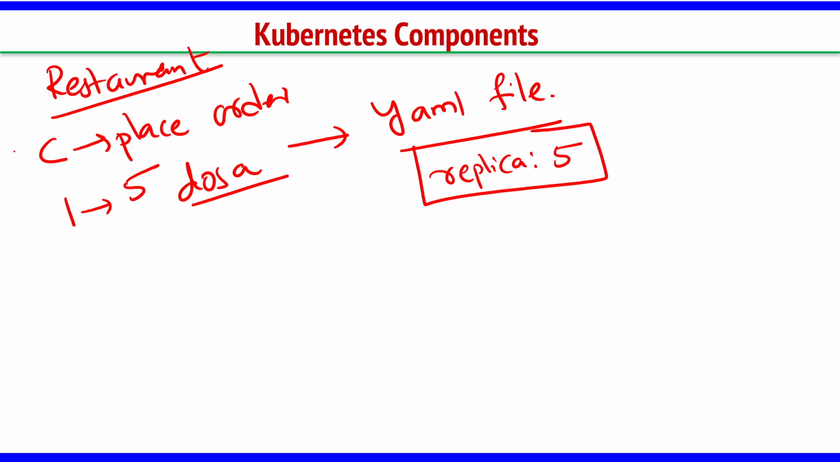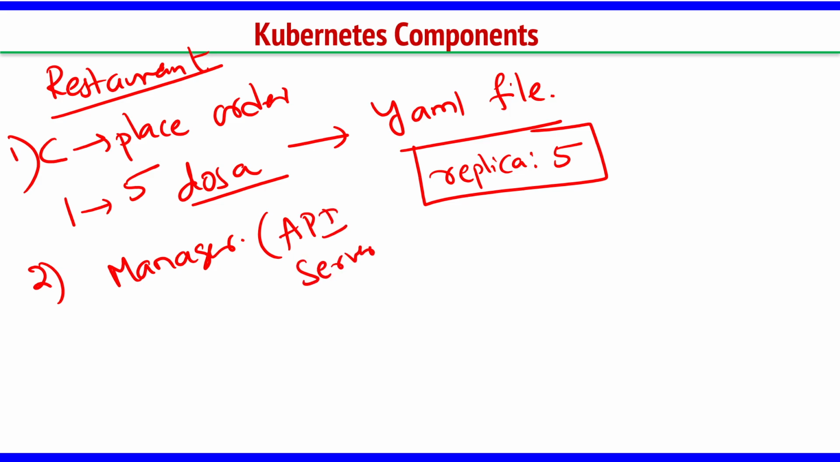Now this is the first step: you go to the restaurant and you order. This order is not given to the cook. You tell it to somebody, and the manager receives the order and takes it from you. This manager is the API server. You are giving a request, and the request is given to a server. So your manager is like the API server.